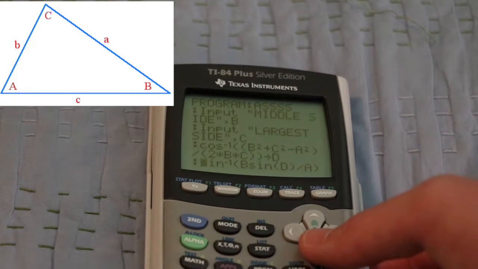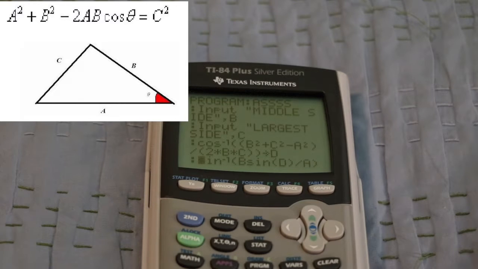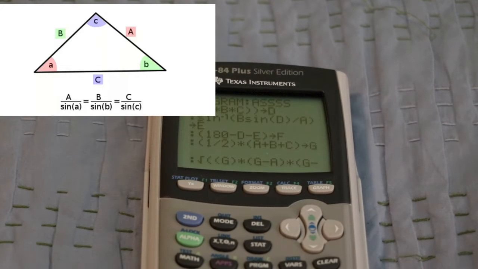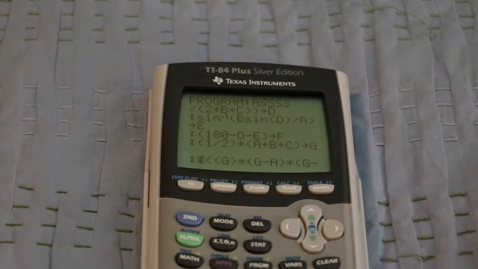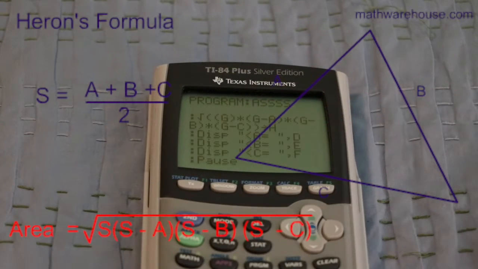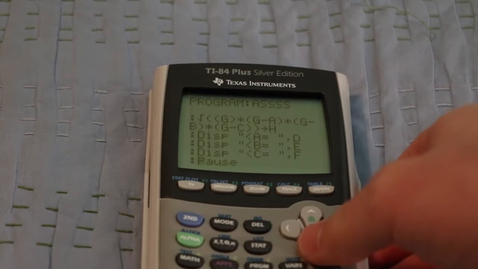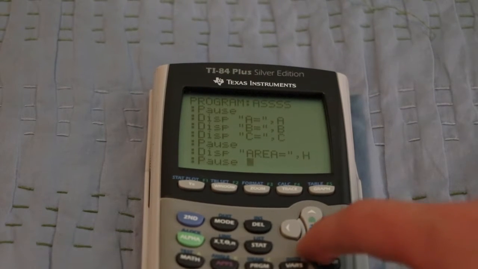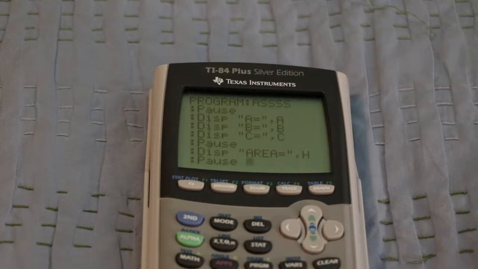Then we use the law of cosines to find the first angle, in this case, angle D. We're going to use law of sines to find the other angle, and then we're going to add those two angles up, or in this case, subtract them both from 180 to get our final angle. Then we're using Heron's formula to find the area of the triangle. And this starts with the semi-perimeter, which is this calculation right here. Then we go to our calculation, H being our area. Then we have our display statements. So we display the angles first, then the sides, then the area, and then we pause the program.